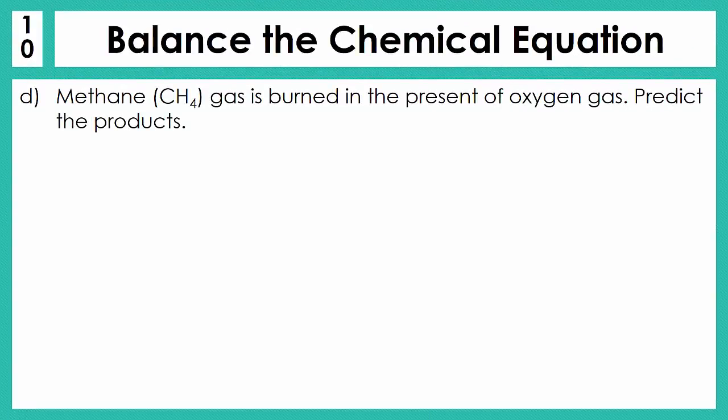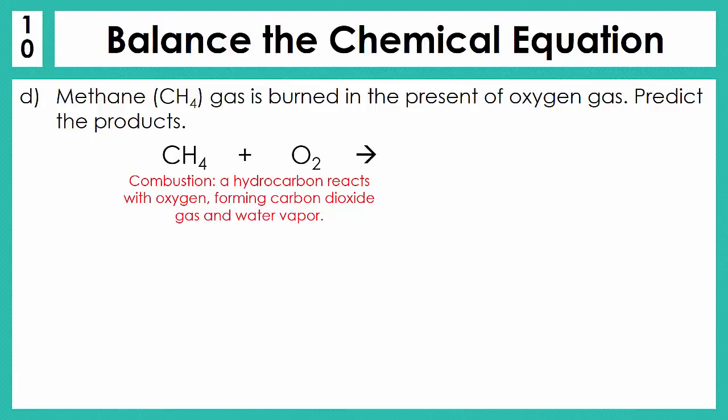Methane gas is burned in the presence of oxygen gas. So methane is CH4, and it's going to burn in the presence of oxygen gas. We have to predict the products. So this is going to be a combustion reaction where a hydrocarbon reacts with oxygen, and we're going to form carbon dioxide gas and water vapor.